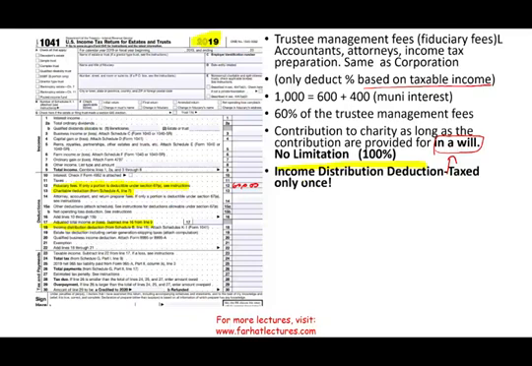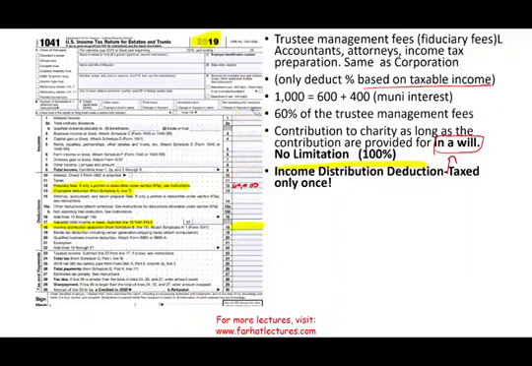So income distribution deduction, what is that? Well, guess what? We're going to give the beneficiaries money. Remember, we're going to make money from the trust, but we're going to distribute some of it to the beneficiaries. When we distribute it to the beneficiaries, we have to deduct it here. Why? Because we are computing the taxable income for the trust. Well, the money can only be taxed once. If we're going to give it to the beneficiaries, the beneficiaries will pay the tax on it. If we're going to keep it in the trust, part of the corpus, the trust will pay the tax.